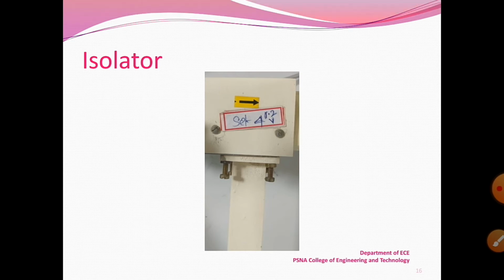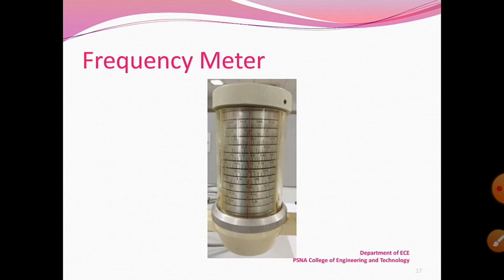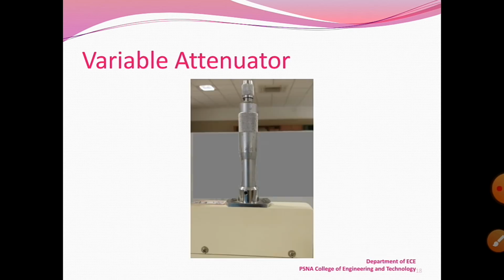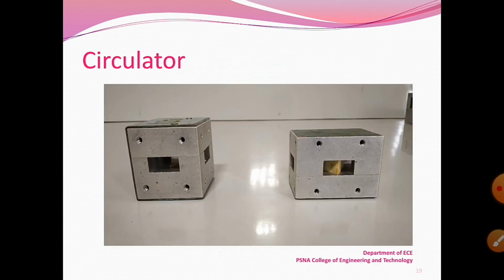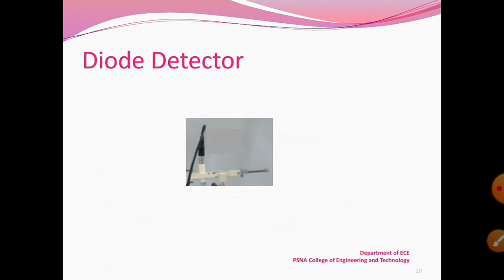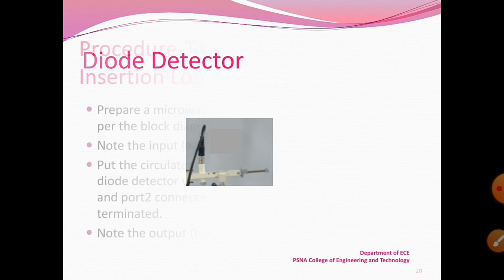So this is an isolator. This isolator is formed by terminating the third port of the circulator. Then this is a frequency meter. It is used to measure the gigahertz frequency directly. Then this is a variable attenuator. So this is a circulator. You can see the 3 ports of the circulator whose characteristics we are going to study in this experiment. Then this is a diode detector. The output of the diode detector is given to the CRO for the measurement.